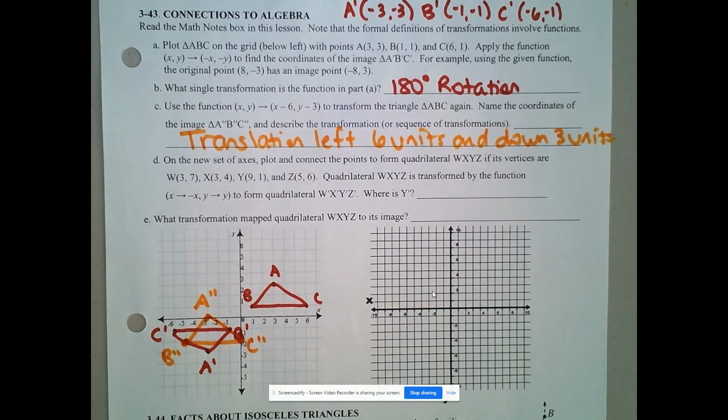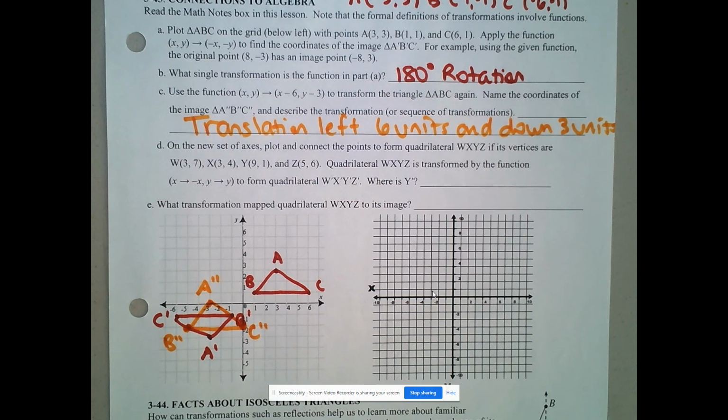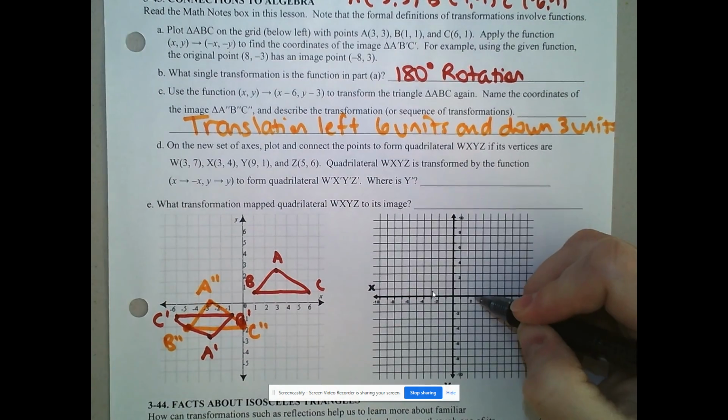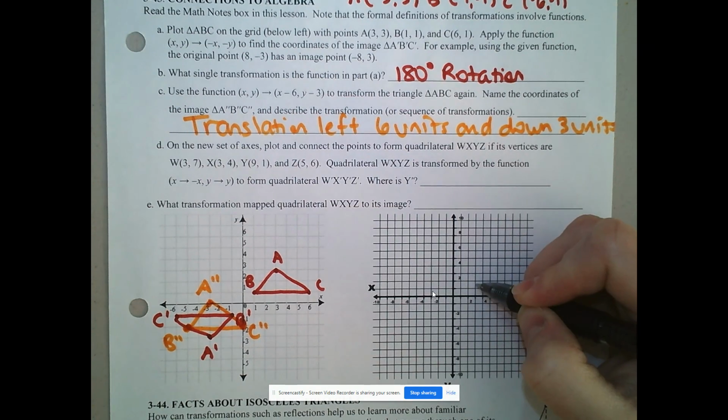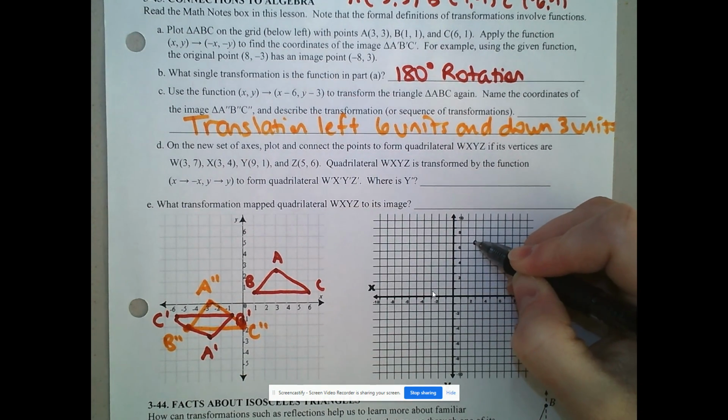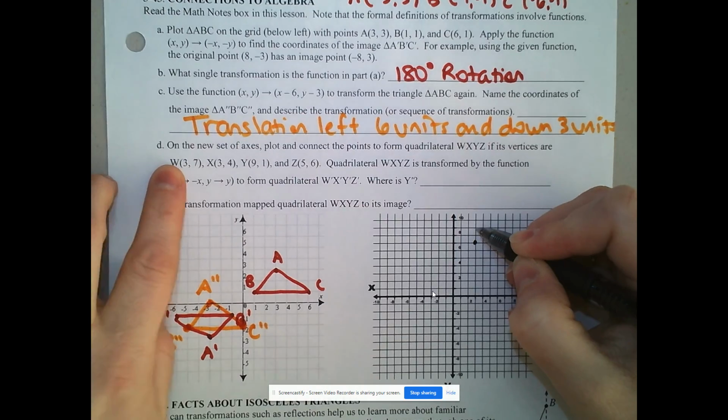It kept its orientation. It's still facing the same direction, still upright. On the new set of axes, plot and connect the points to form quadrilateral WXYZ if the vertices are 3, 7, 3, 1, 2, 3, 4, 5, 6, 7. And that one's going to be W.